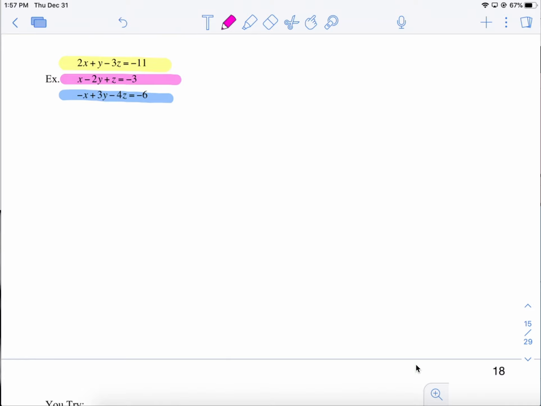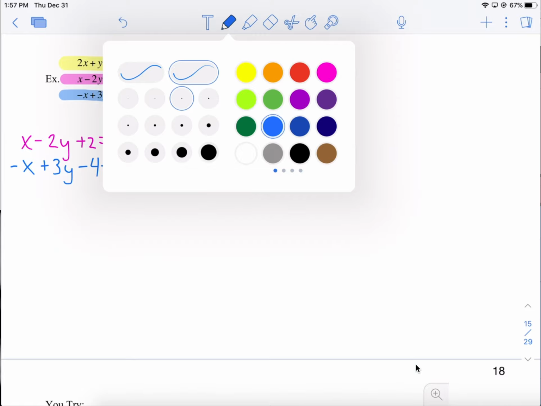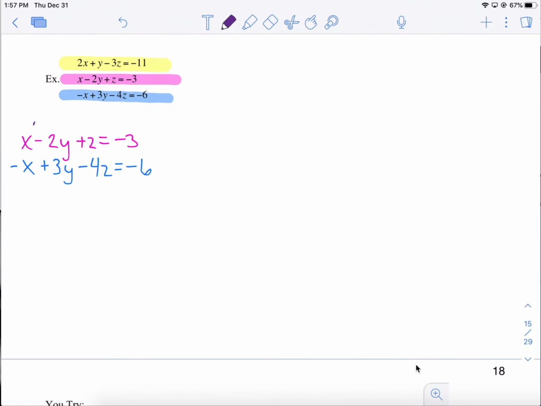Let's start with that. If I look right down the line, I notice that pink and blue, both of them have a positive x and a negative x. So I'm gonna copy that down. We're going to try to eliminate that first. All right, so I'm going to do x minus 2y plus z equals negative 3. And my blue equation is negative x plus 3y minus 4z equals negative 6. When I solve these two problems and I put them together, that means my x is canceled.